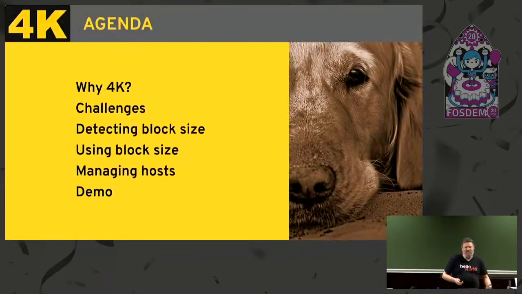So first we're going to talk about why oVirt needs to support 4K and what challenges we faced when we tried to add this feature to a kind of old and mature system. And we'll focus on the interesting issue of detecting block size. And finally, we'll see how we use the block size in oVirt and how we manage hosts supporting different kinds of block size detection. And we'll see a short demo of creating a storage domain on 4K storage.